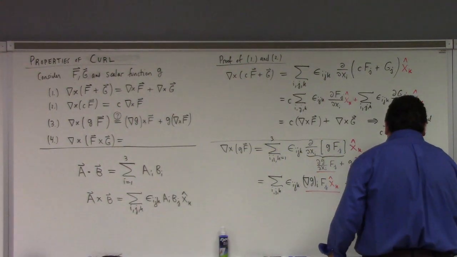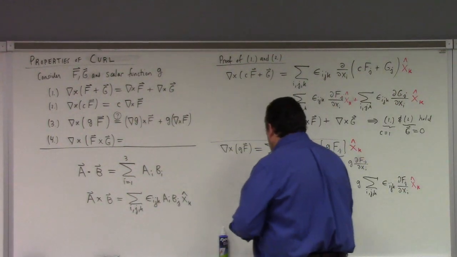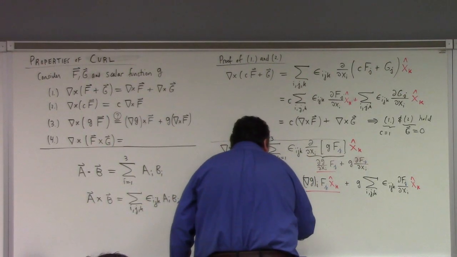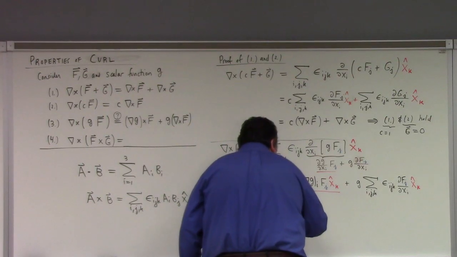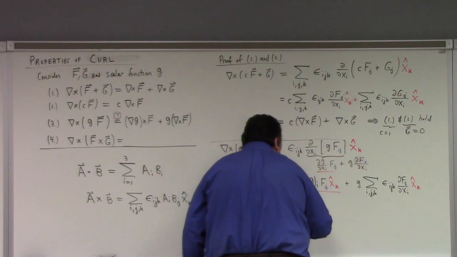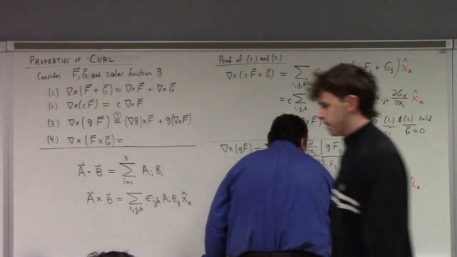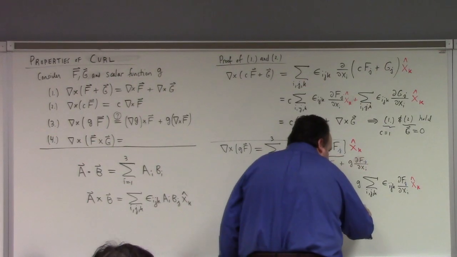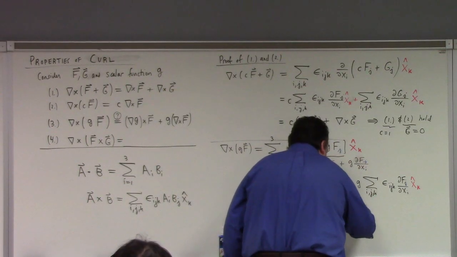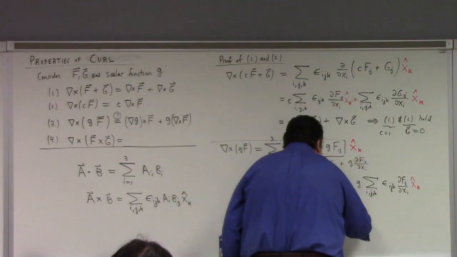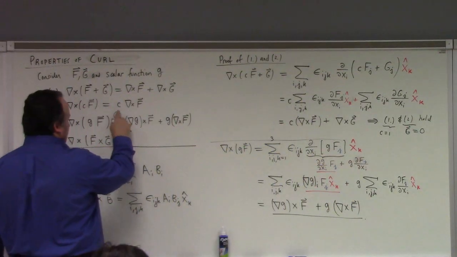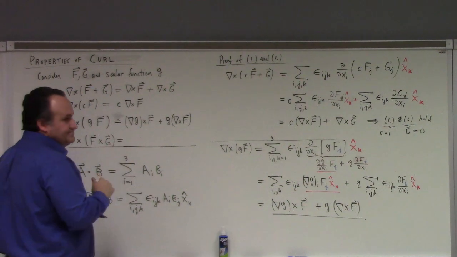partial x sub i, and then of course we've still got our x hat sub k. Good news. Looks like we made it. This is the gradient of G cross product with the vector field F. And then here we've got the scalar function G times the curl of F. And the indices are in the right order. We didn't need the minus as it turns out. So you can erase that question mark and go, nope, it's good.